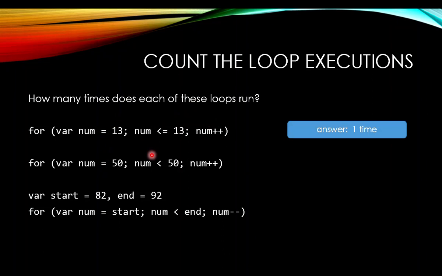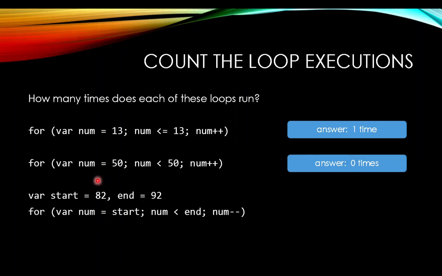How about this one? Start at 50. Continue while num is less than 50, incrementing num each time. So what does that do? Well, it starts at 50 and sets num to 50 and then it's going to say, is num less than 50? Wait a minute, is 50 less than 50? No, that's false. So this is not going to need to run at all, right? So even though it looks like you've got a setup, the condition is going to keep that from running. And so the answer, it's not going to run any times, right? It's just like a while loop. It doesn't have to run any times at all.